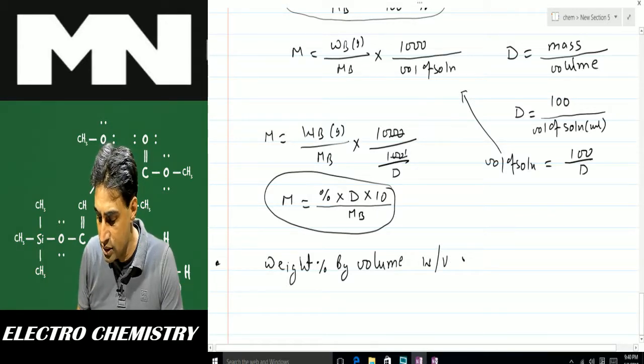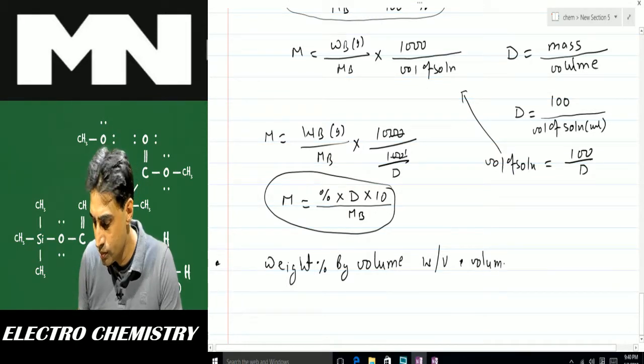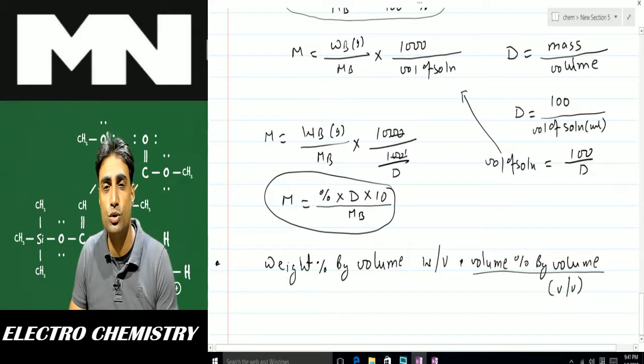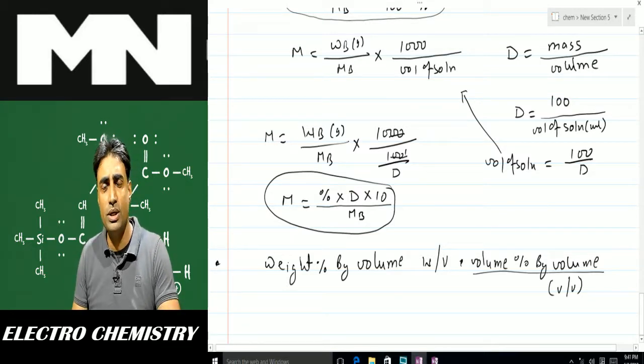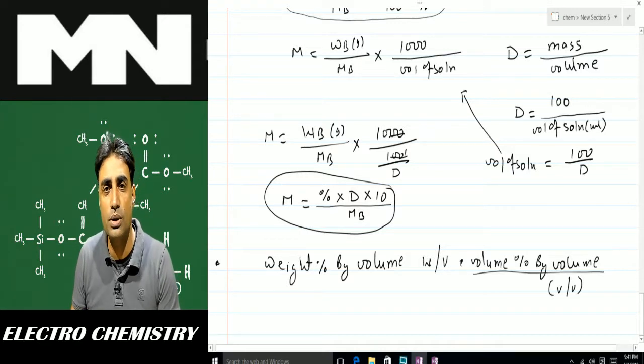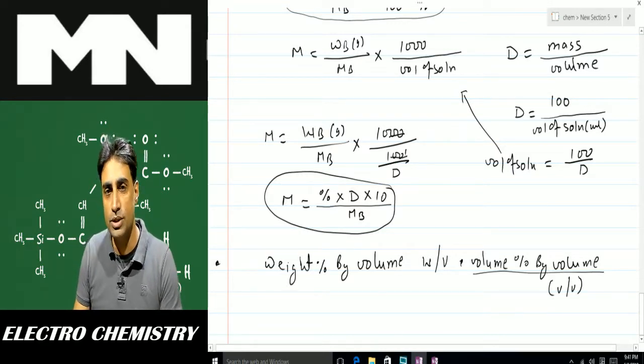Next concentration, very similar to this, we have volume percent by volume, that is V by V. This concentration expression is basically used where the solute is a liquid like the solvent. So it tells us the volume of solute in milliliters that is present in every 100 milliliters of solution.